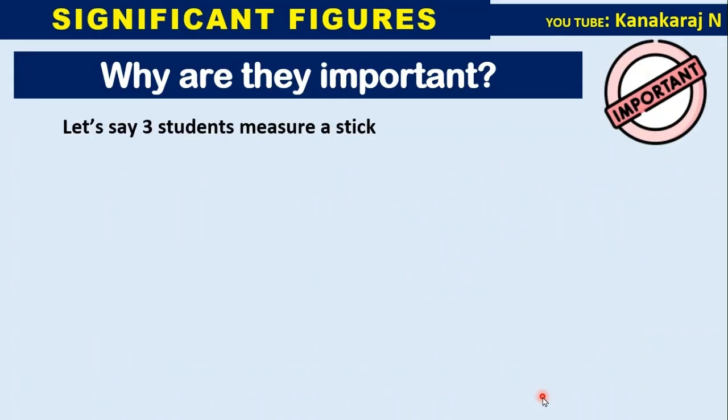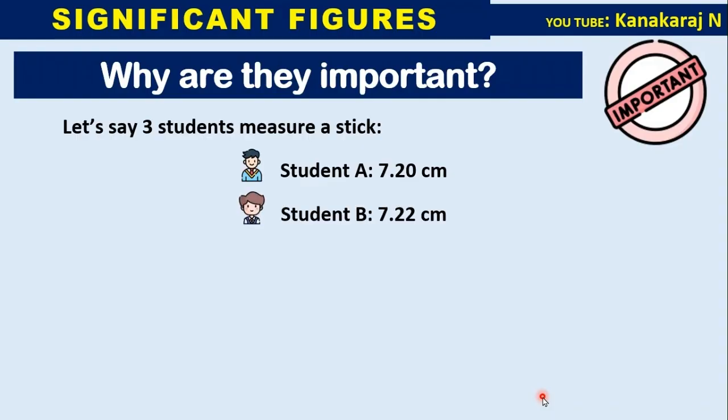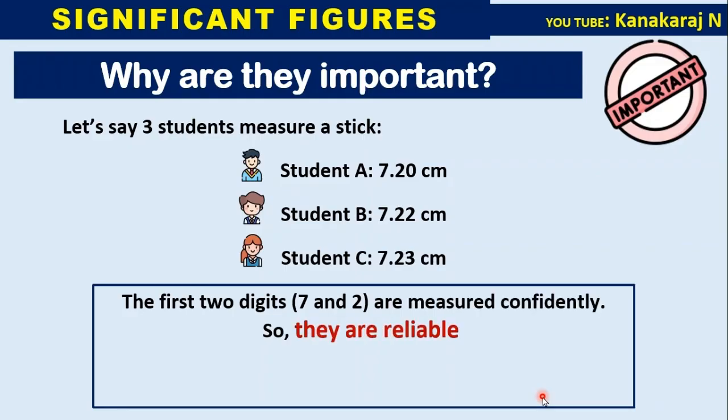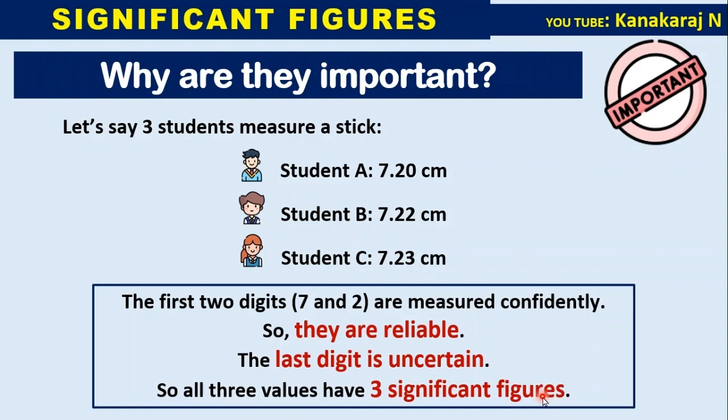Let's say 3 students measure a stick. Student A measures the stick's length as 7.20 centimeter. Student B measures it as 7.22 centimeter. Student C measures it as 7.23 centimeter. The first two digits 7 and 2 are measured confidently, so they are reliable. The last digit is uncertain, so all three values have three significant figures.